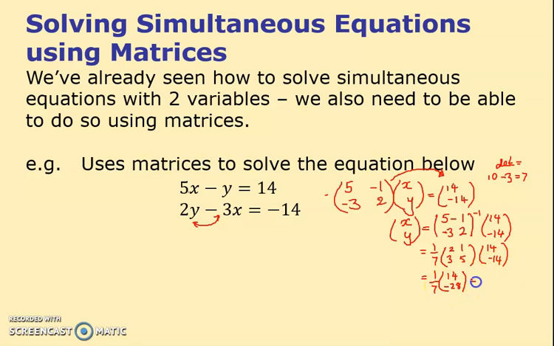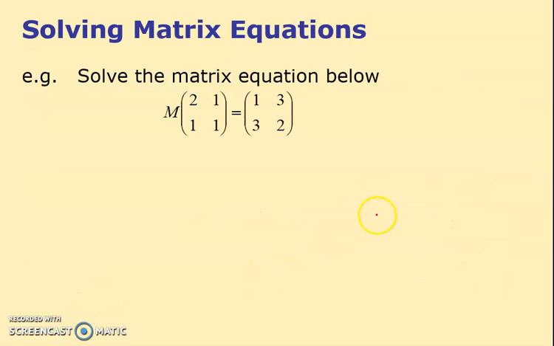Just check those. I might have some dodgy maths going on. The 7th of 14 is 2, and the 7th of 28 is 4, so it's minus 4. And I suppose I should finish off by writing x equals the first one. Yeah, like that. x equals 2 and y equals minus 4. So relatively straightforward. Notice the use of the inverse matrix when you move over.